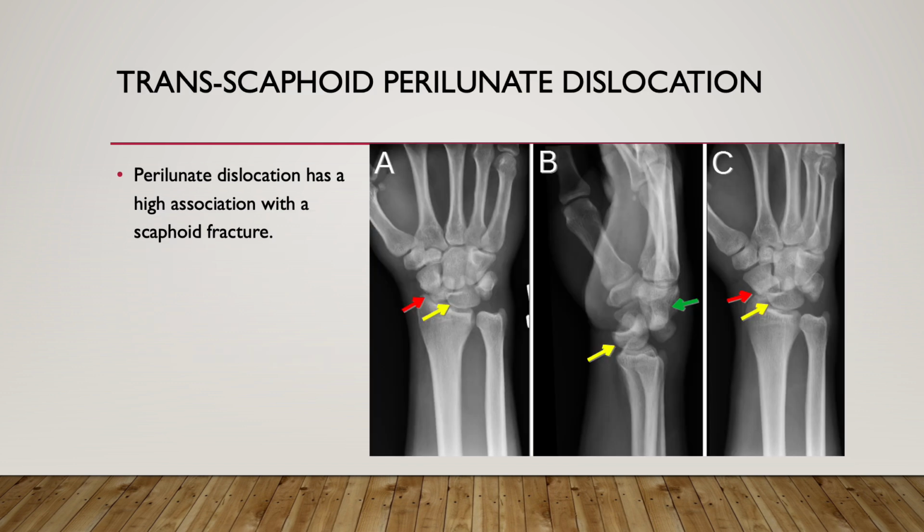First, we see transscaphoid perilunate dislocation. As you can understand, transscaphoid means there is a scaphoid fracture. Perilunate means the lunate is in position and the bones around it have dislocated. So perilunate dislocation has a higher association with the scaphoid fracture, right? Here, as we can see, the scaphoid bone has fractured, and here we can see the lunate is in position while the rest of the hand has dislocated. So it is a perilunate dislocation.